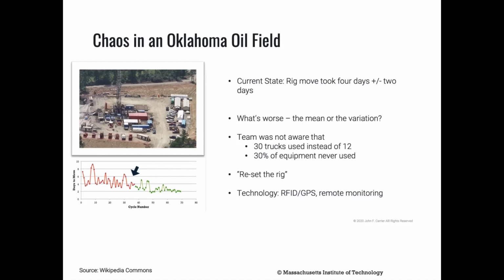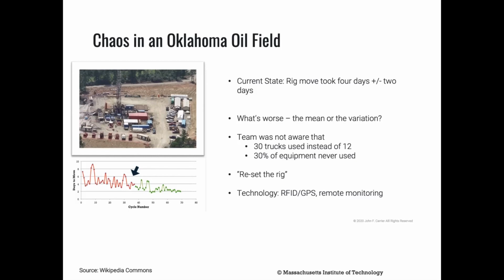So not only did this save about $15 million a year across the portfolio of 5 rigs, it actually significantly reduced the amount of variation. So therefore, downstream planning became much simpler.